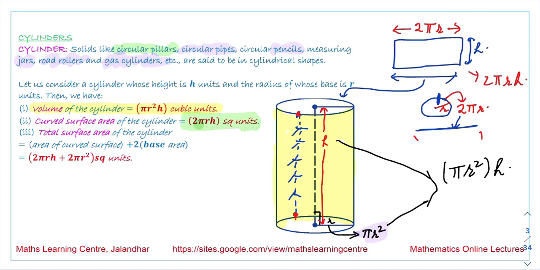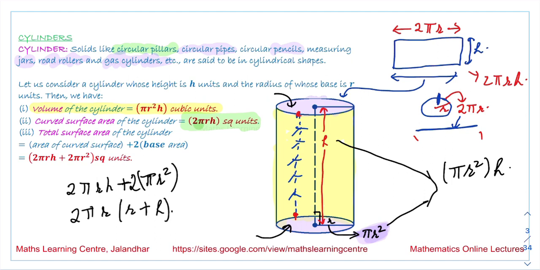Next, we are left with these two circular portions, the top part and the bottom part. The area of each is pi r square. So the total area of the cylinder is 2 pi r h, the curved or lateral surface area, plus pi r square for the bottom and pi r square for the top. Taking 2 pi r common, the total surface area of the cylinder is 2 pi r into r plus h. Or you can write it as 2 pi r h, the area of the curved surface, plus 2 pi r square, the area of the two circular portions on the top and the bottom.